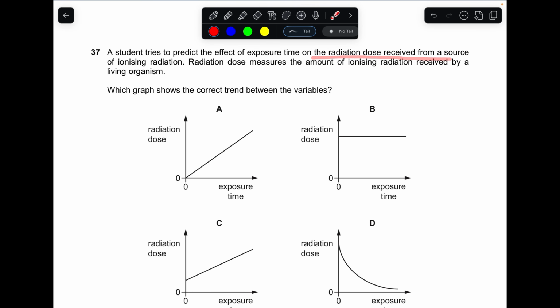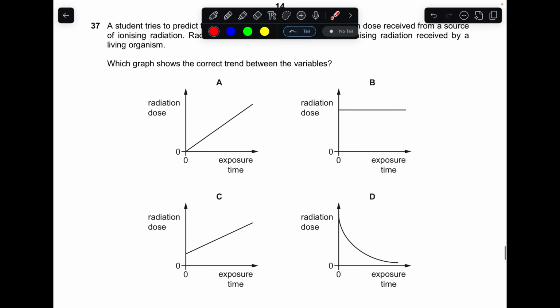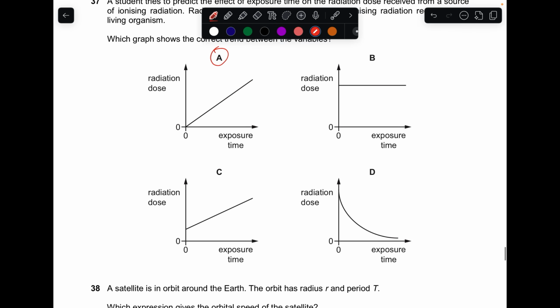In question 37, a student tries to predict the effect of exposure time on the radiation dose received from the source. Radiation dose measures the amount of ionizing radiation received by a living organism. Which graph shows the correct trend between the variables? So this trend is between the radiation dose and exposure time. So when you increase the exposure time, the radiation dose will increase. They are directly proportional. And when the exposure time is 0, the radiation dose will also be 0. So it is option A, that is correct.